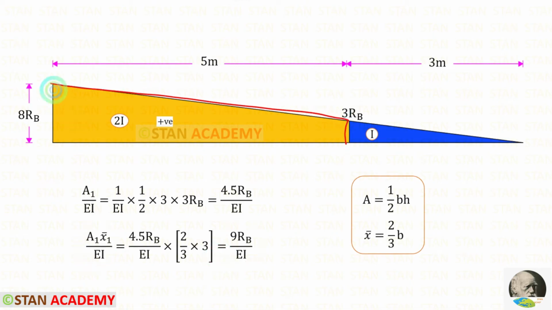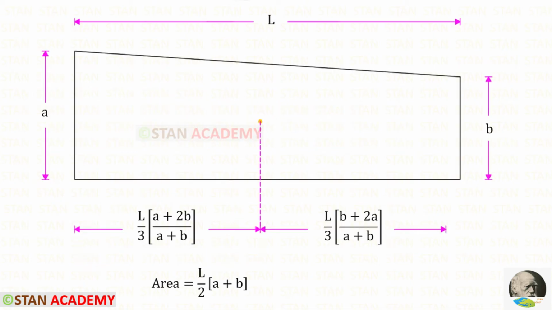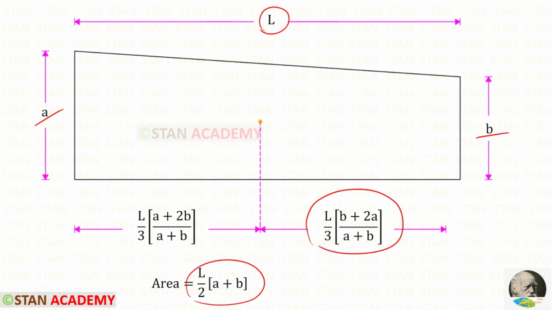Now let us take this trapezoid. Let us take a trapezoid having the sides as A and B and having the length as L. The formula to find the area is L upon 2 into A plus B, and the formula to find the centroid distance about the right is L upon 3 into B plus 2A upon A plus B.